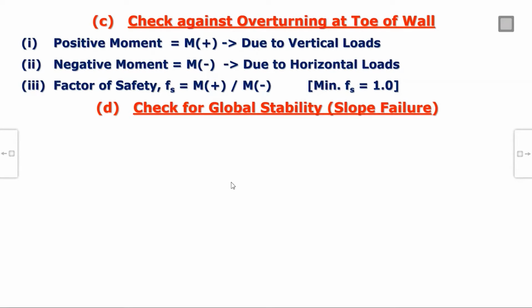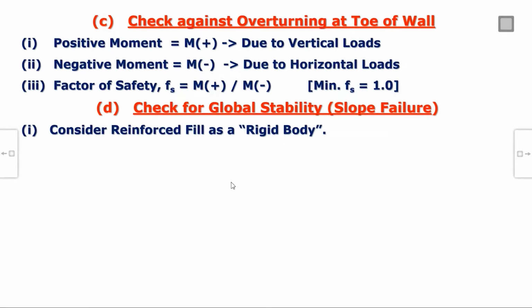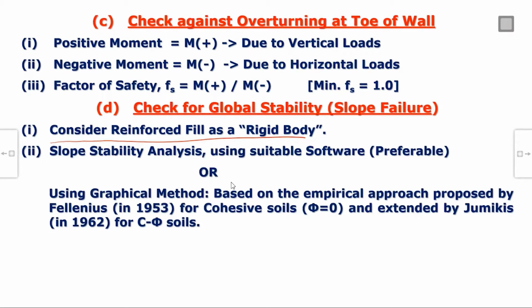And the fourth check is the check for global stability, that is slope failure. So for this, you consider the reinforced fill as a rigid body. In every slope stability program, there is a provision to give something as a rigid body, something as soil. So use that, give it as a rigid body, and then do slope stability analysis using suitable software, which is the preferable method, as I told you previously also.